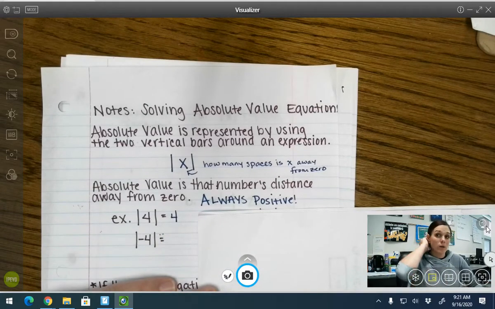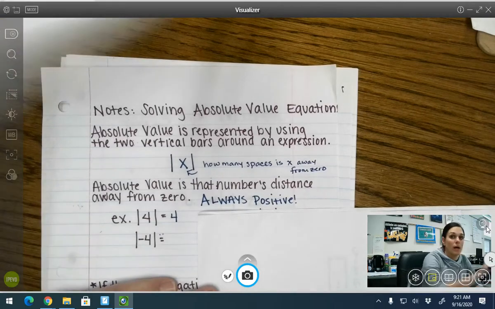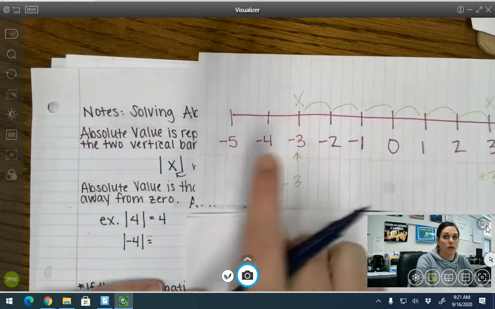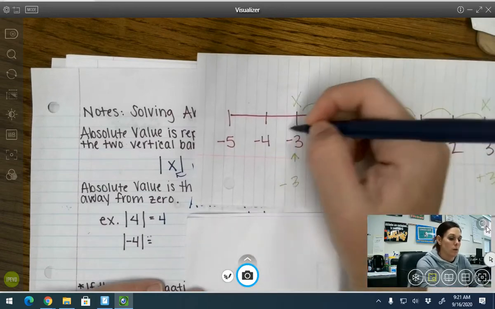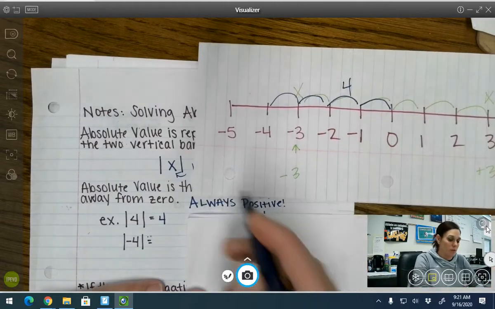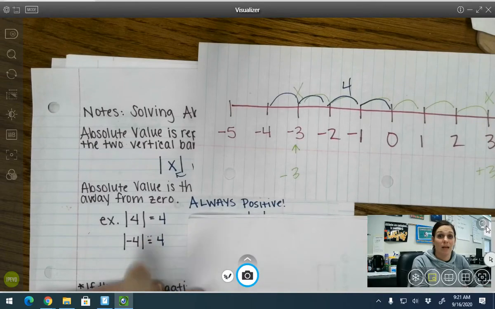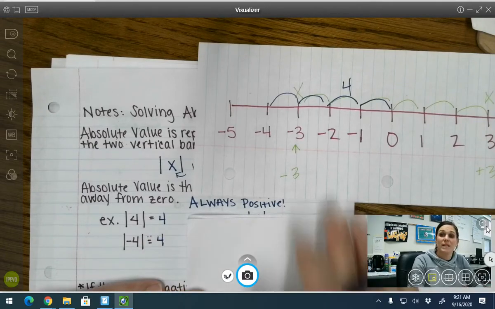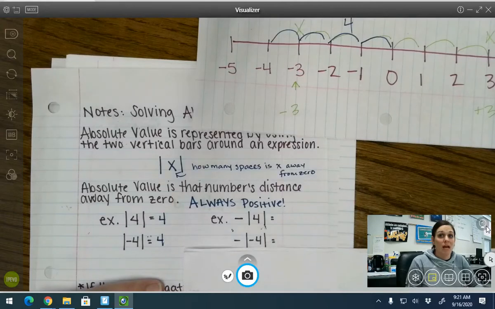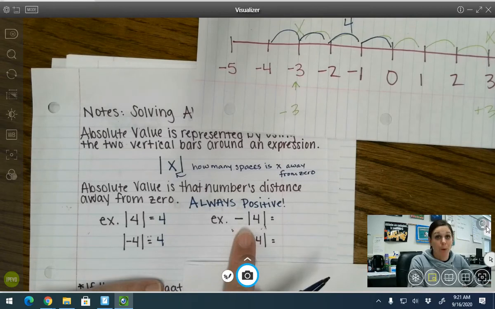Now we're dealing with the concept of negative 4. Again, this is asking, how many spaces am I away from 0? Well, negative 4 on our number line, if you don't work with negatives very well, is written right here. We are 1, 2, 3, 4 spaces away from 0. So notice, regardless of whether it's positive or negative, we get the same answer. The only time that this is not true is when I have a negative outside of my absolute value bar, because that's going to get applied last.